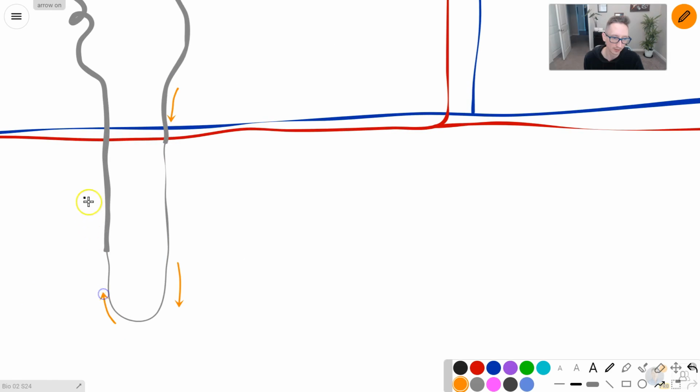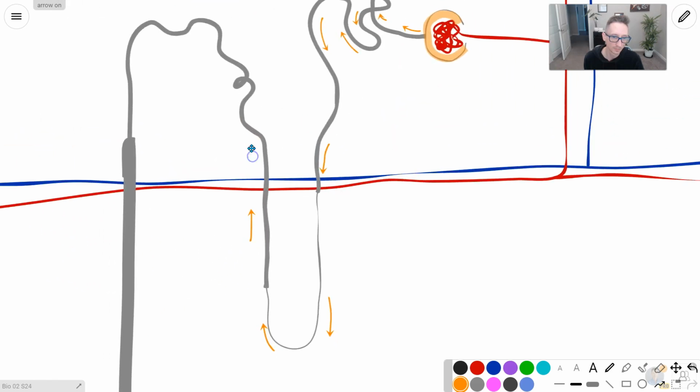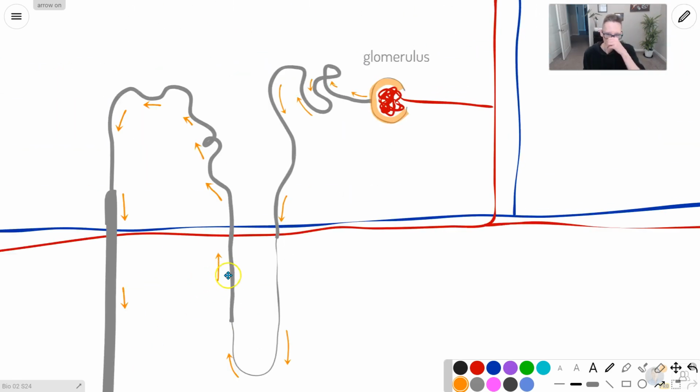Okay, and then it comes around. So this would be like the liquidy part of your blood now enters into these tubules. I'll label these. This is the proximal convoluted tubule. This over here is the distal. It's further away. Distance. Distal convoluted tubule.